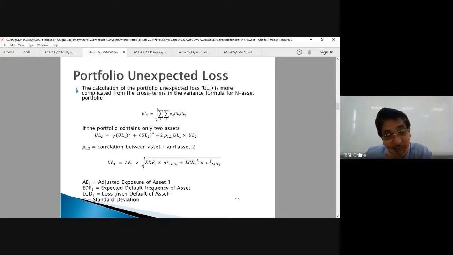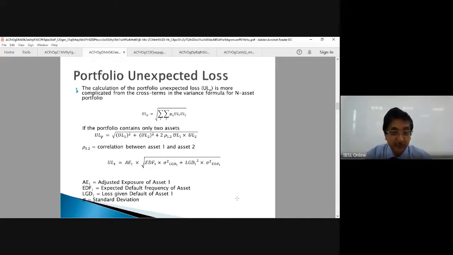Just look at it. Now you can see the rho will decide the portfolio unexpected loss. The rho can have a value from -1 to +1. That is the limitation of rho. Rho is the correlation coefficient, so the minimum it can take is -1, and the maximum value would be +1. It really lies between -1 and +1.